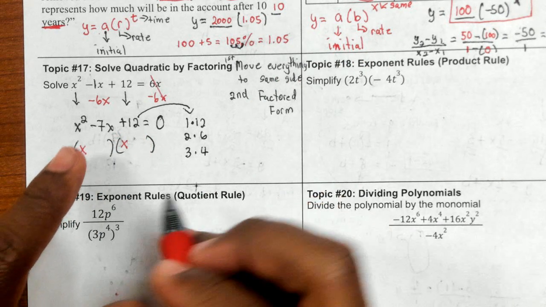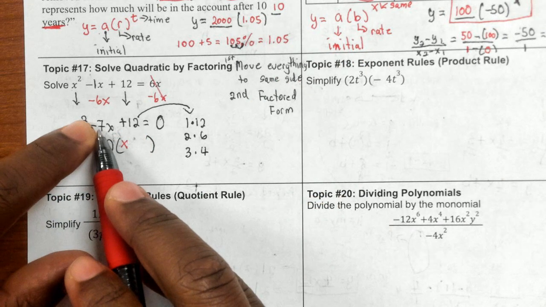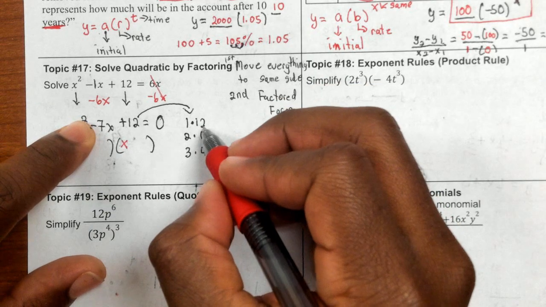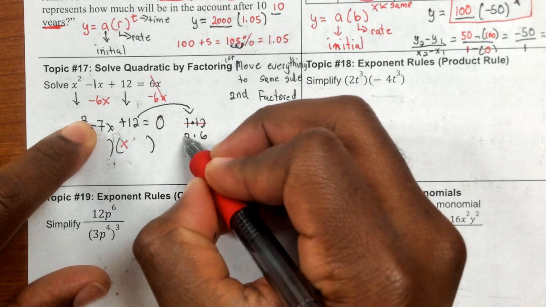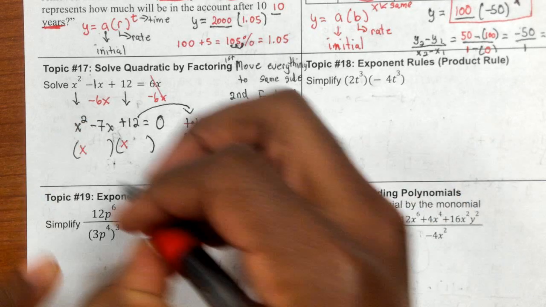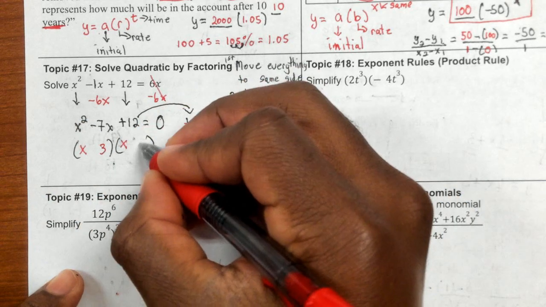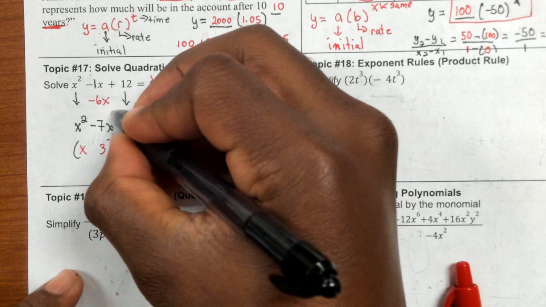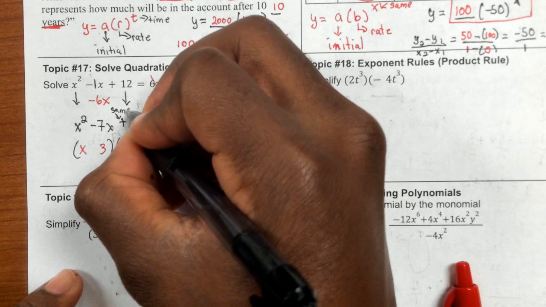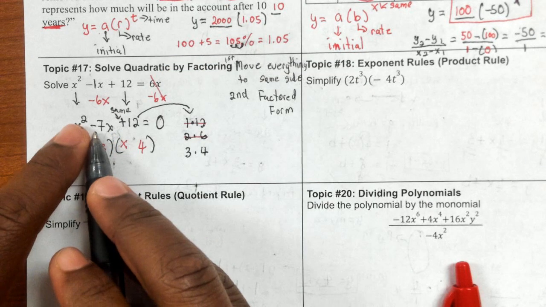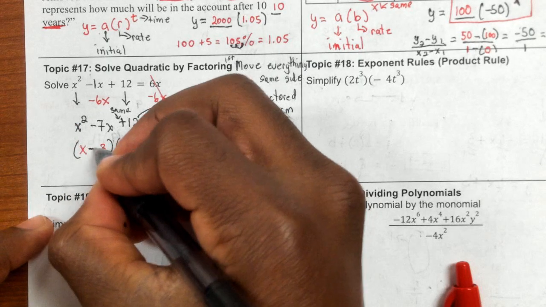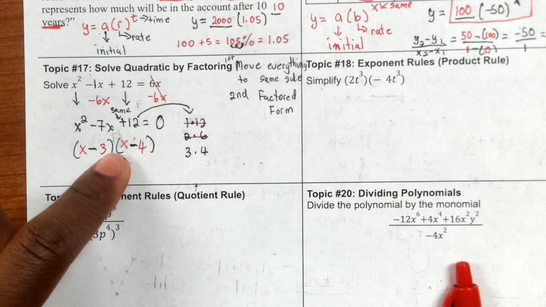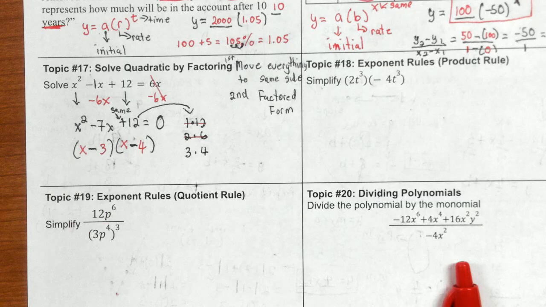All right, so those are all the pairs. Okay, so which one would add or subtract to give me a 7? 1 and 12 would not work. 2 and 6 would not work. 3 and 4 would work. So I would have a 3 and a 4. Now I figure out the signs. When you see a positive here, think about same signs, all right? What same signs will give me a negative 7? 2 negatives, all right?